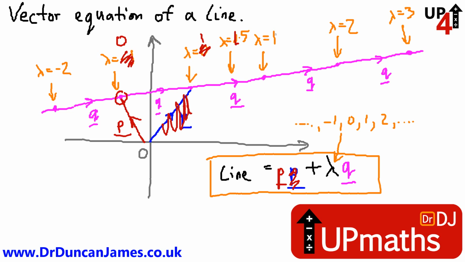That would be lambda equals 1.5, that would be lambda equals 2, that would be lambda equals 3, that would be lambda equals 4, and that there would be lambda equals -1. So you could put p anywhere you like. But then q will always be the same because it always goes in the same direction.